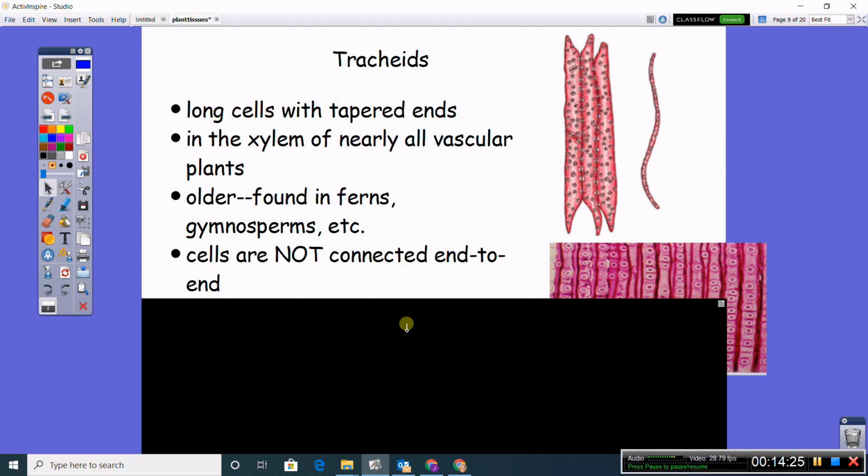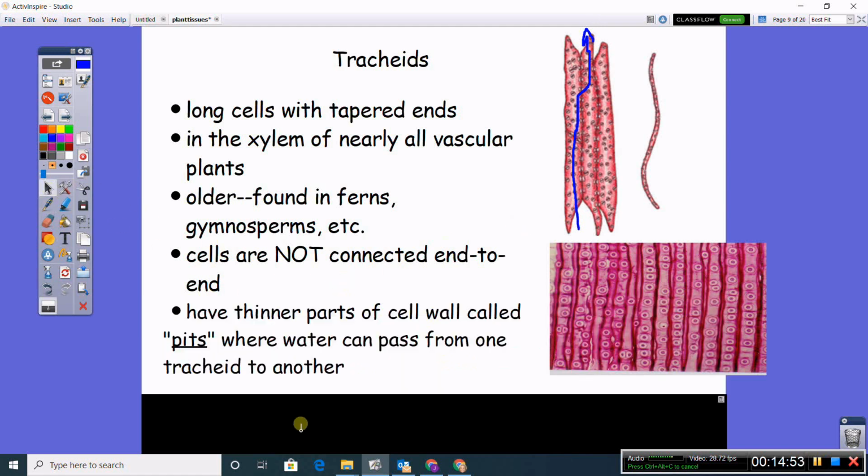These cells are not connected end to end. They are right next to each other, and like I said, when these little pores, these little holes line up, that's how water can get from one cell to the other. So you might have water coming up here, and then it's going to pass through one of those pores and through here, and then keep going up. That's how water is going to move in a tracheid.